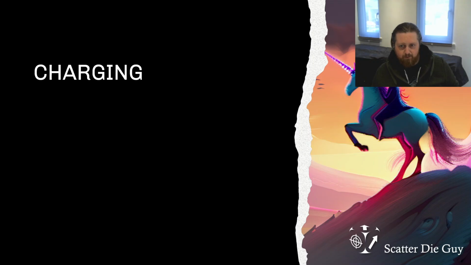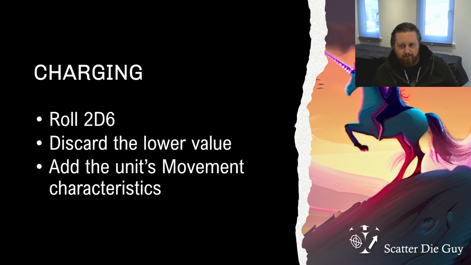Unlike some previous versions of Warhammer Fantasy, charging in the Old World is semi-random. For a normal charge, you roll 2d6 and discard the lower value, then add the remaining value to your unit's movement characteristic to determine the charge distance.